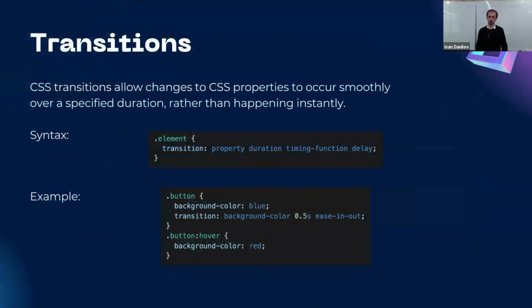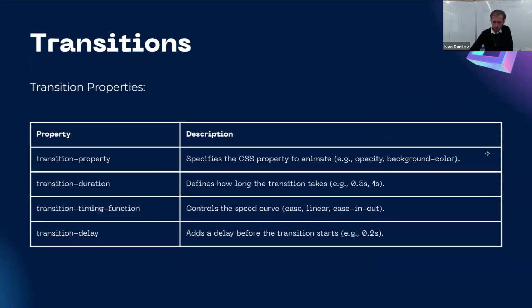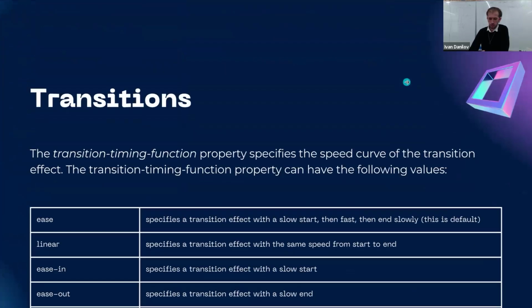Also, transitions. I will attach some materials on transitions, animations, and other stuff, and I think we will have some time for that in our next lecture, but it was planned for today. We can work with transitions and animations, and here you can see the syntax we write. For example, here we want a changing background color. We have different properties, and each stands for something different.